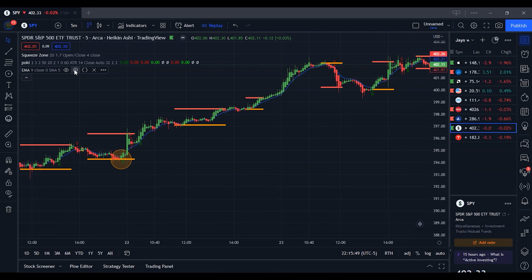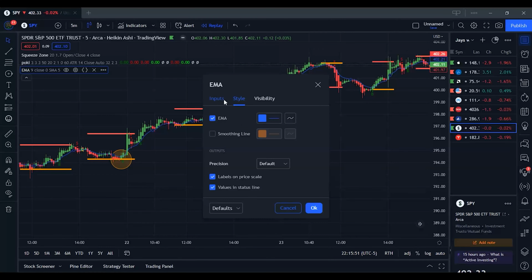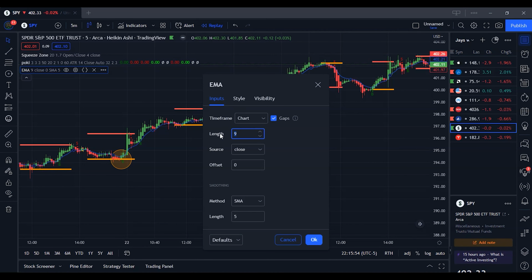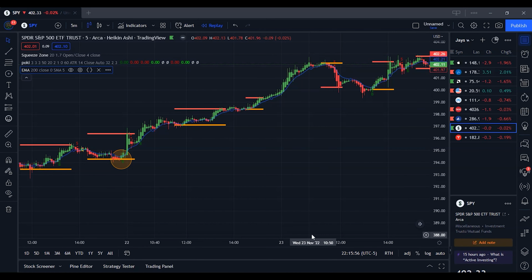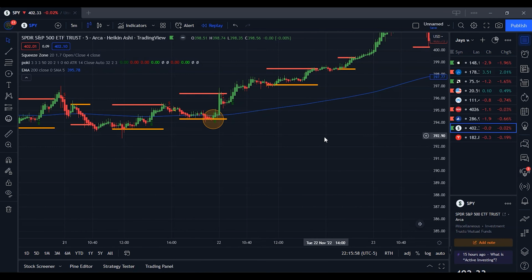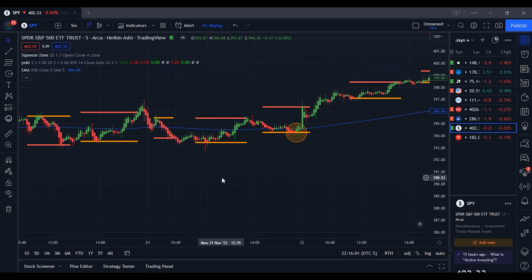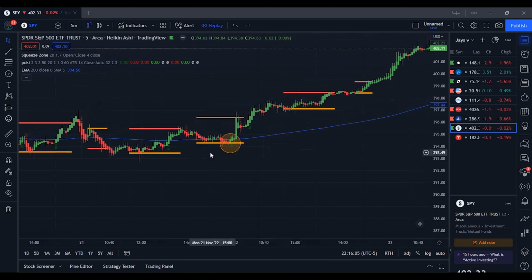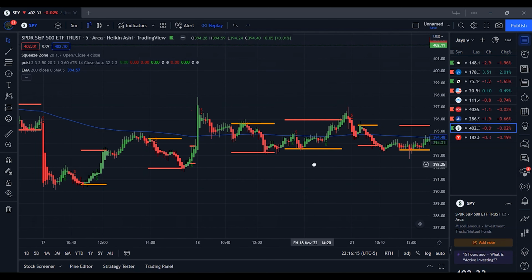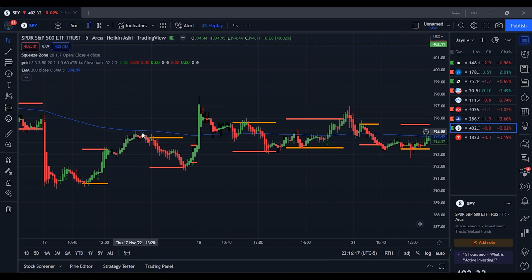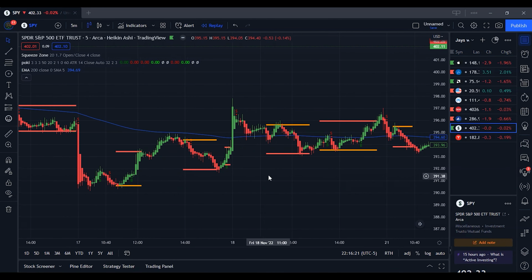So I'm going to go inside EMA, go to the settings, go to input, and type in 200. And the 200 is going to be our identifier to whether to take trades on the upside or downside. So like I said, this trade would have been a decent trade here, right? Because it's breaking over. Anything that's over the 200 EMA is going up. Anything that's under the 200 EMA, we're going to be looking to take the sell calls or sell signals, right?